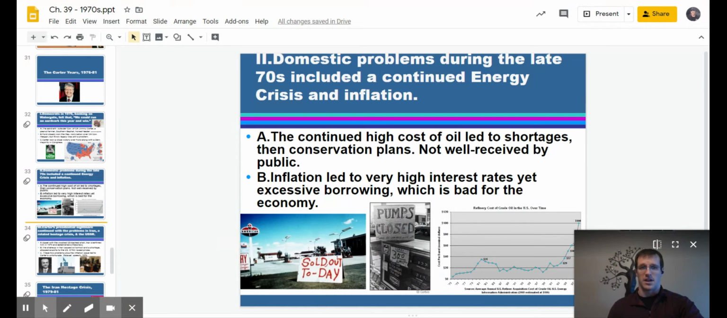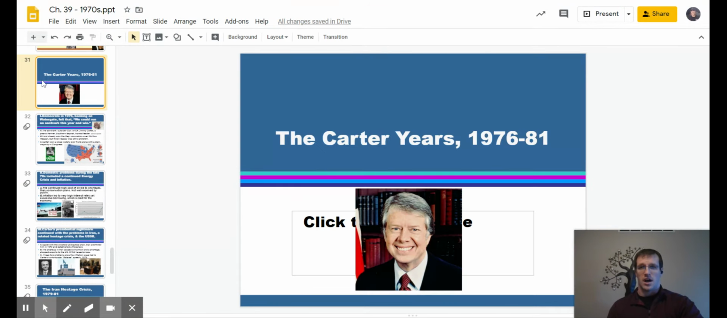This is a period in history where there's a lot of stuff going on concurrently, and so it's kind of hard to keep things in their proper place. But that being said, the goal here is just to provide a little bit of context for what's going on in the Carter years. And you can see that here, 1976 to 1981.